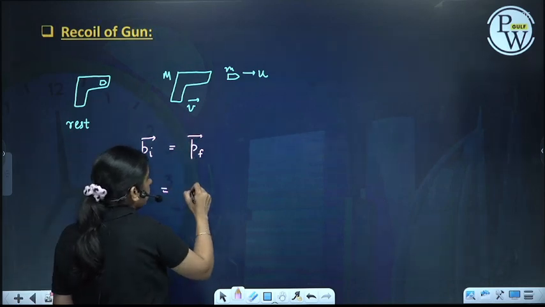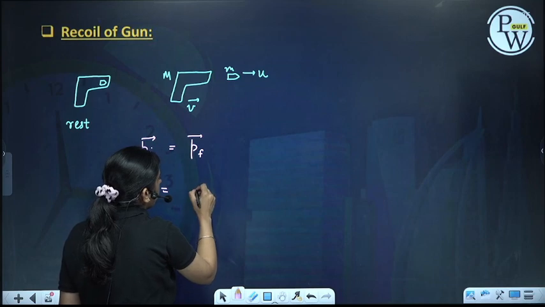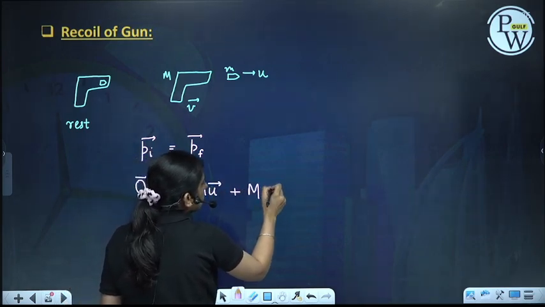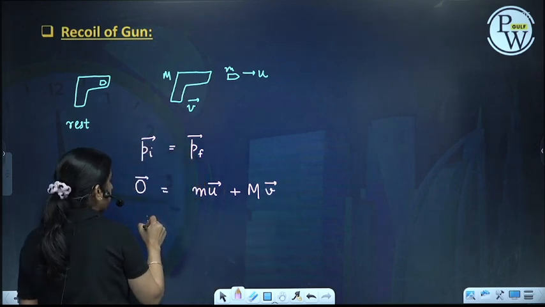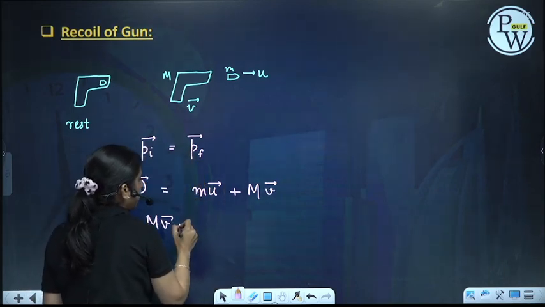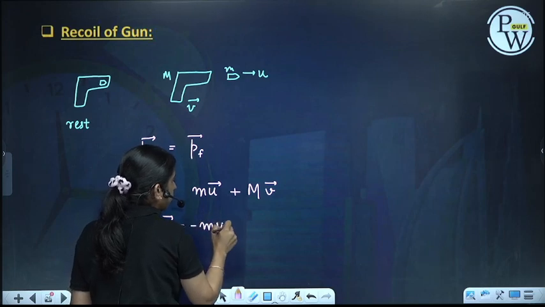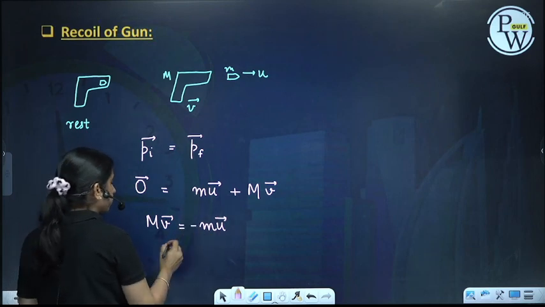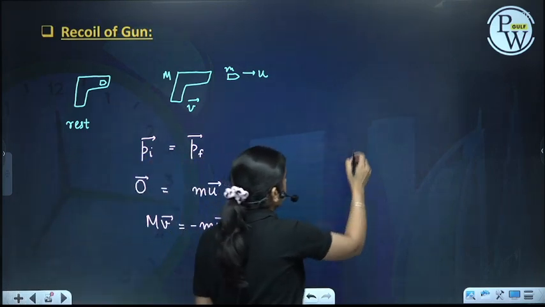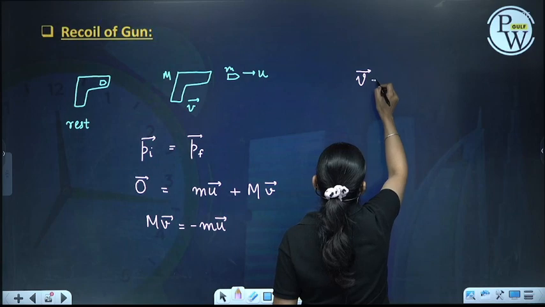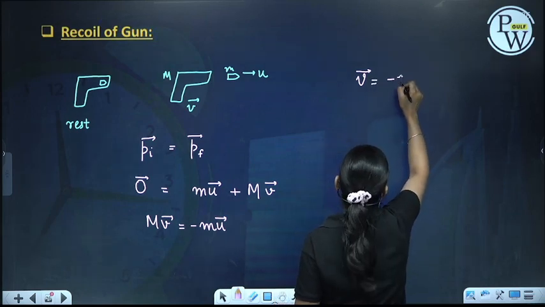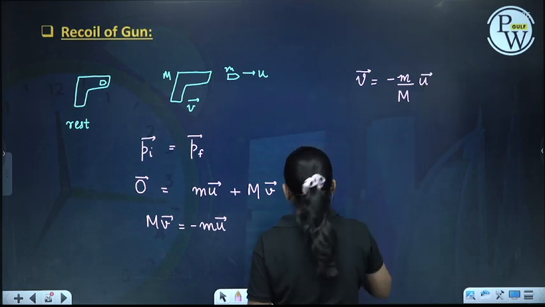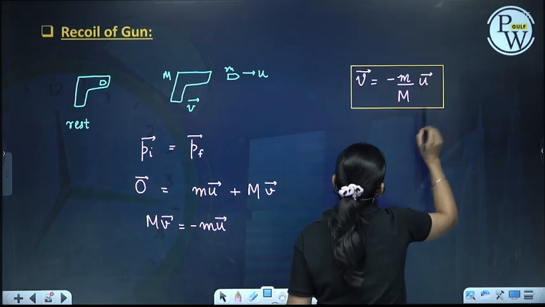What is final momentum? Momentum of bullet is m into u and momentum of gun is m into v. So from here we will have mv is equal to minus of mu. Take mu to that side, mv will become minus of mu. From here we will have velocity of gun will be equal to minus m by capital M into the velocity of bullet.